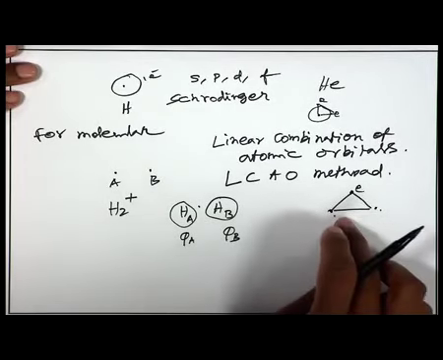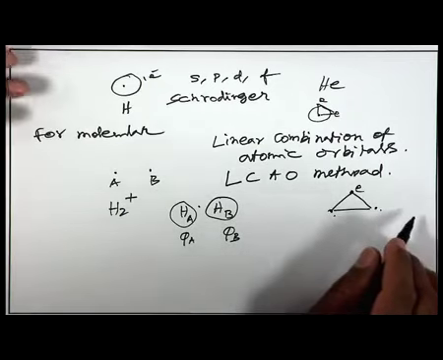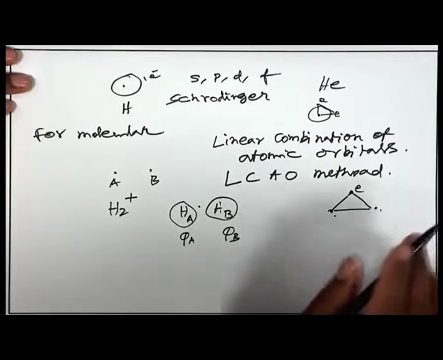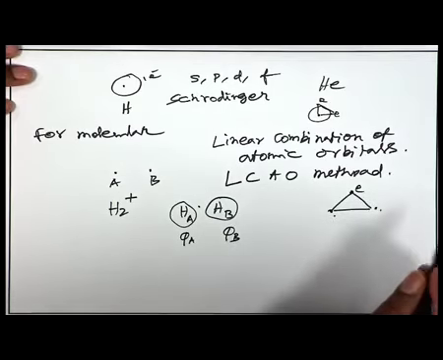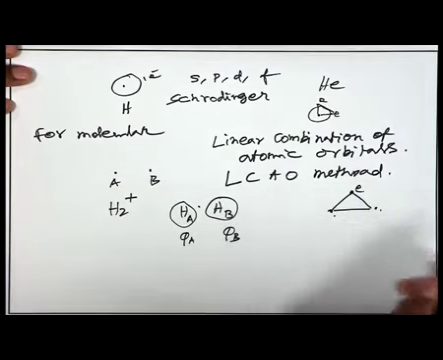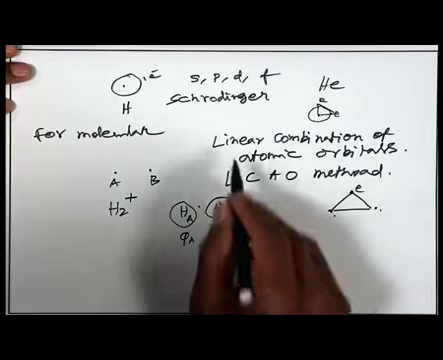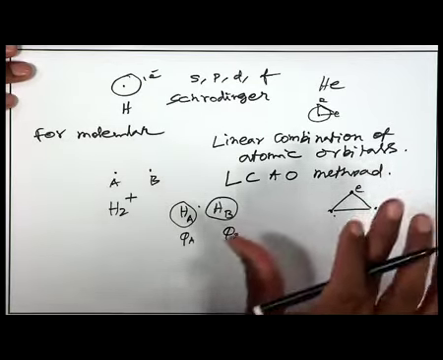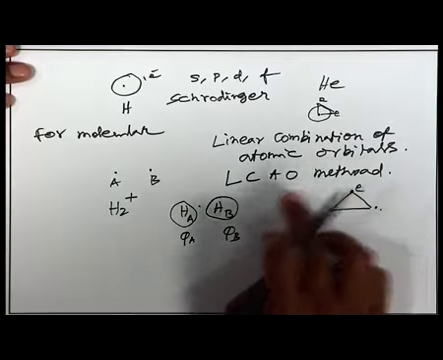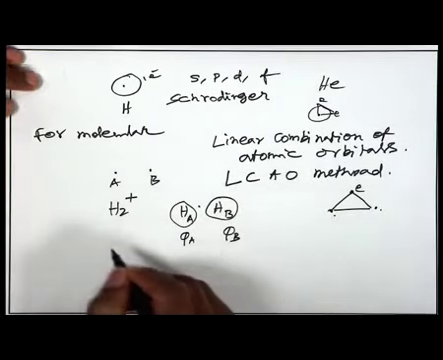The Schrodinger equation for this type of interaction cannot be solved exactly. That is the reason we must go for an approximate method, one that will be very close to the exact values. That approximate method is the linear combination of atomic orbitals. The basic idea behind it can be explained using this prototype molecule.